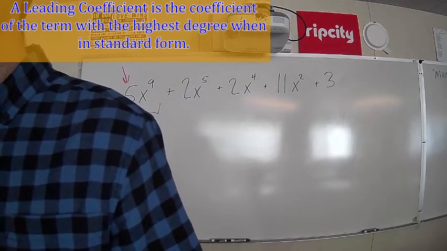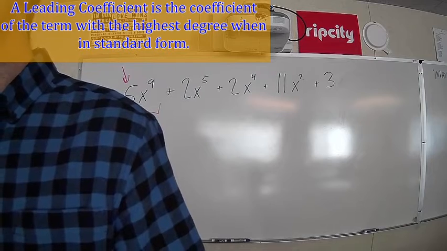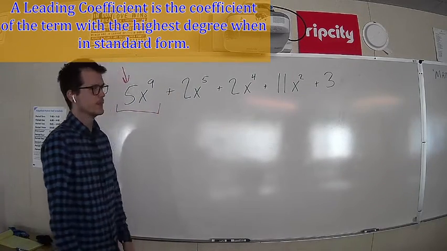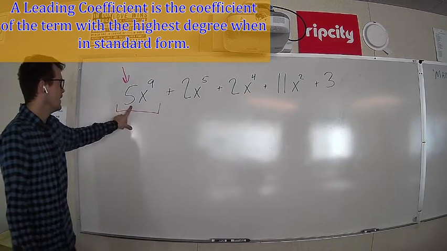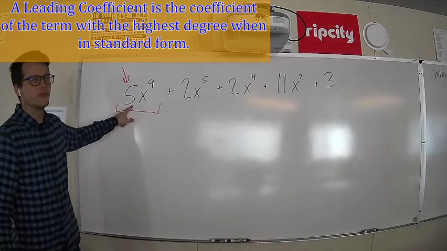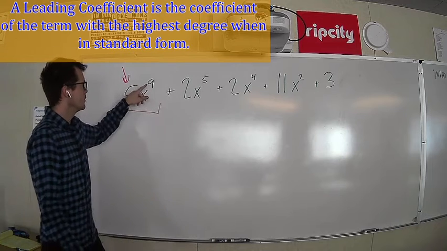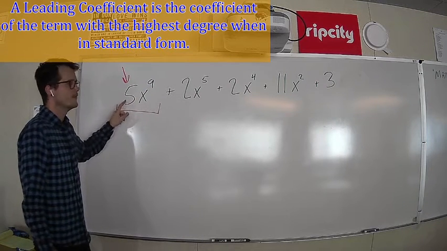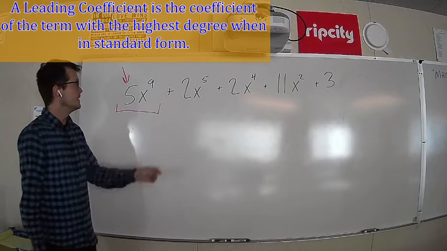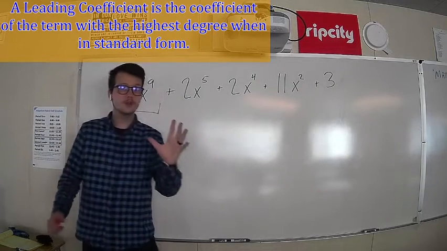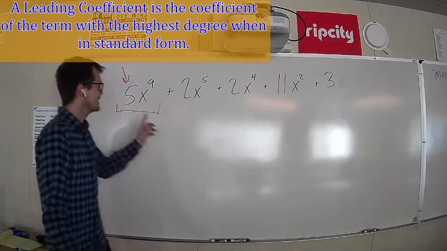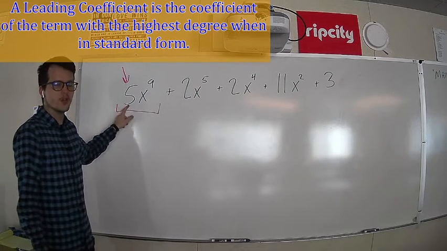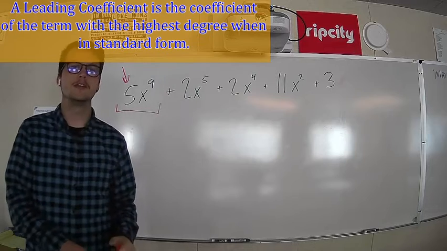Okay, we're getting close. So if we know what coefficients are, well, then what's a leading coefficient? The leading coefficient is the coefficient that's in front of your leading term when in standard form. So this thing is in standard form. The biggest term is out front. In this case, it's a 5. So we'd say 5 is our leading coefficient. Now, 2 and 2 and 11, those are also coefficients, but they're not the leading coefficient. So the leading coefficient is the coefficient of the term that's out front when it's in standard form.